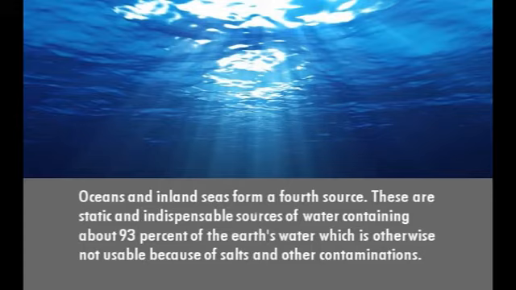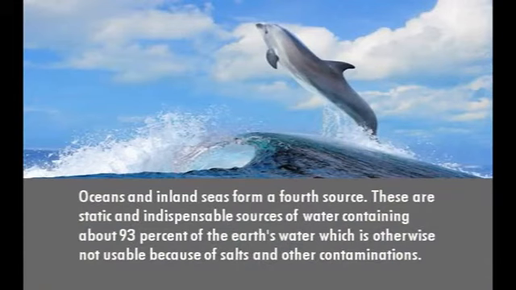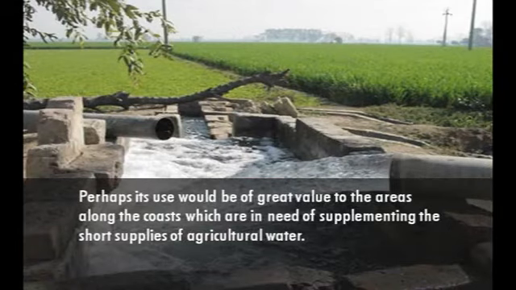Oceans and inland seas form a fourth source. These are static and indispensable sources of water containing about 93% of the Earth's water, which is otherwise not usable because of the salts and other contaminations. Reclamation of such water is a probable way to supplement traditional water supplies. Perhaps its use would be of great value to the areas along the coasts which are in need of supplementing the short supplies of agricultural water.